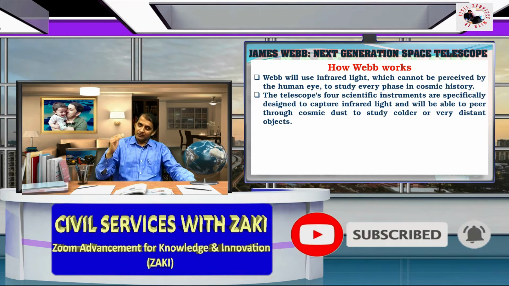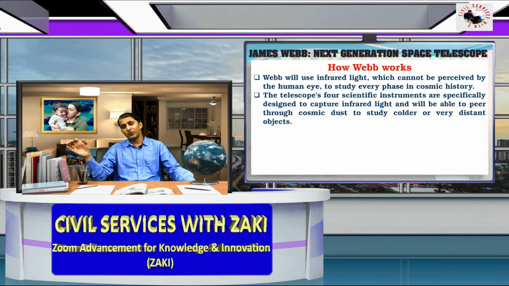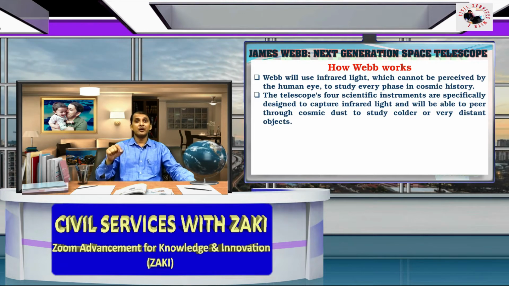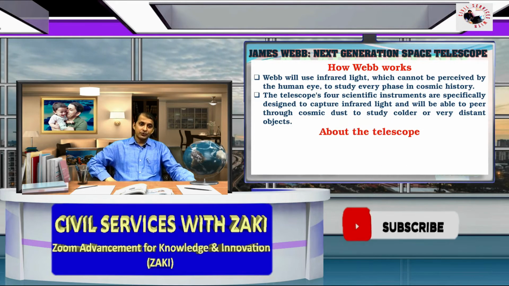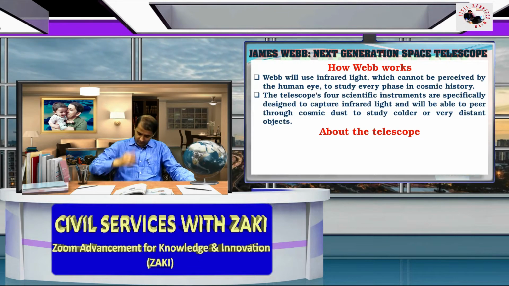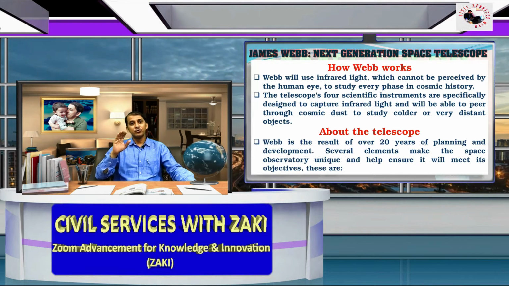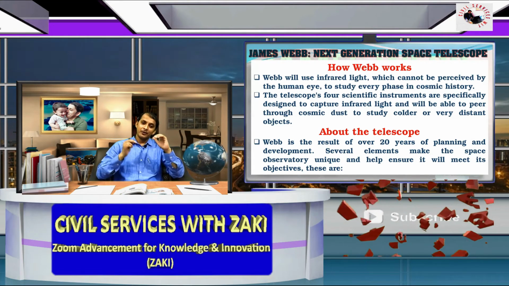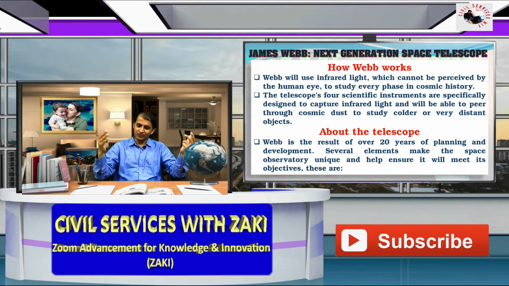So the present telescope is not made to detect the much colder objects of the universe, but this telescope will observe the colder objects of the universe. So, about the telescope, we move forward and see about the telescope. Basically, Webb is the result of our 20 years of planning and development. It is basically the hard work of 20 years of various scientists, astronomers and all that.